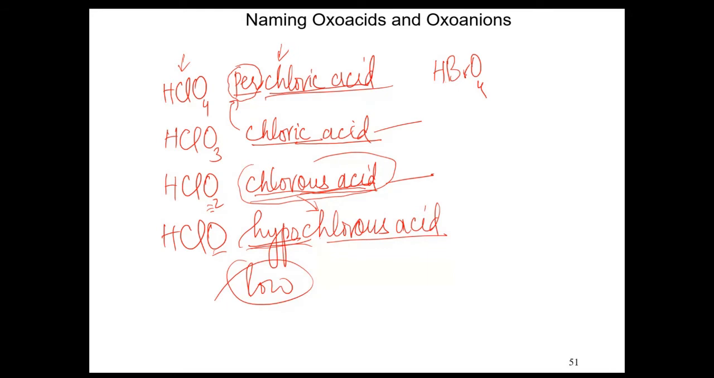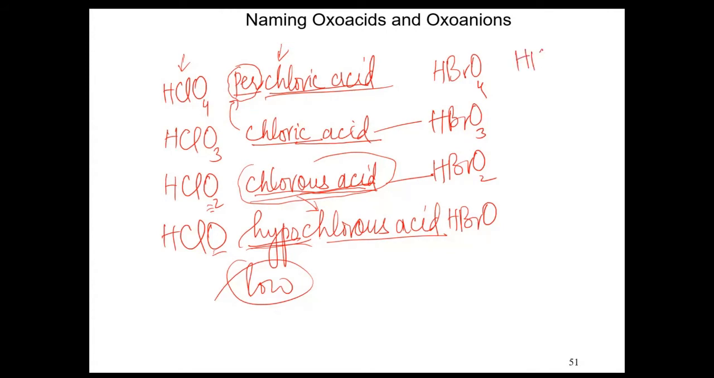Perbromic acid. Same thing. Perbromic acid. If I write HBrO3, bromic acid. If I write HBrO2, bromous acid. HBrO, hypobromous acid. Very good.